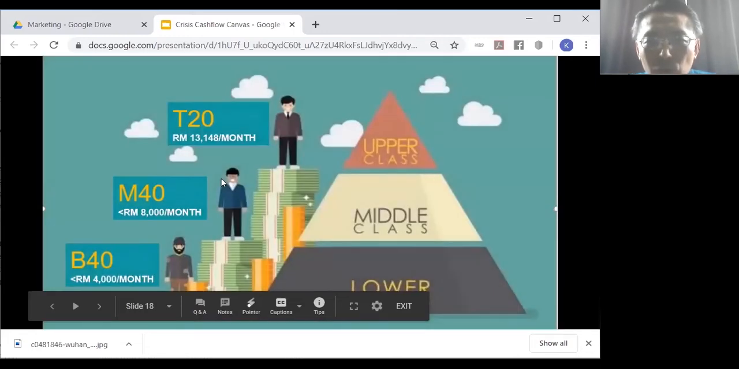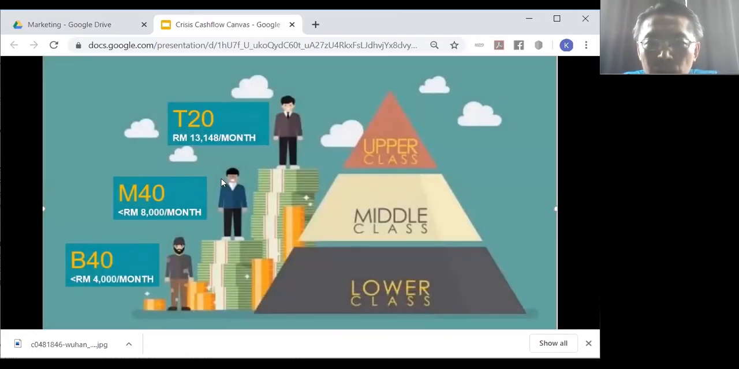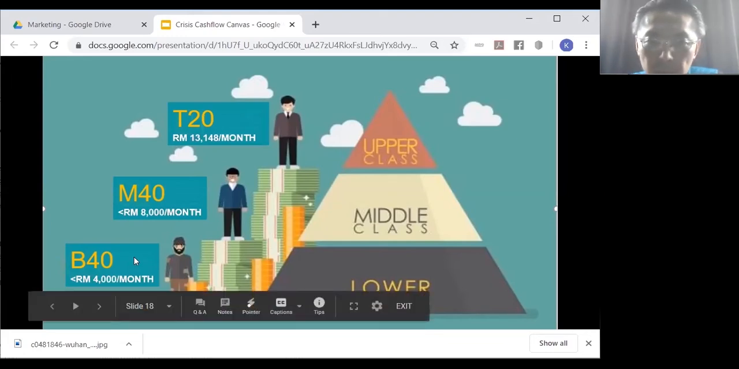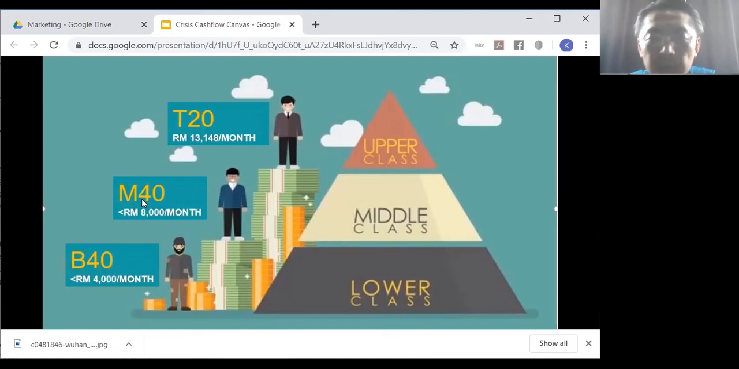So to put it into context from the Bantuan Prihatin Nasional, this is what the government defines. If your household income, that means your husband and your wife's total income, is less than 4,000, you come under the B40 category. If you are less than 100,000 a year, then you come under the M40. And if you are earning 13,000, anything above 100,000, basically, you are top 20. Yes, I also know that a lot of us say, I'm top 20, I don't feel like it.